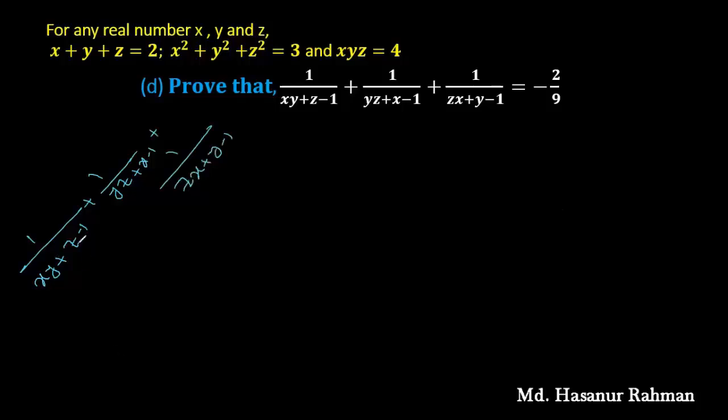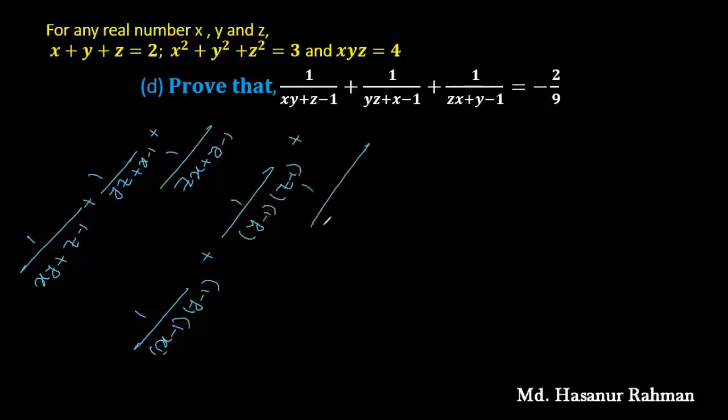So we can replace these denominators. Instead of xy plus z minus 1, we can write x minus 1 into y minus 1. Instead of yz plus x minus 1, we can write y minus 1 into z minus 1. And instead of zx plus y minus 1, we can write z minus 1 into x minus 1. Very simple. Now, if I take the LCM of these three denominators, then what will you get? We'll get x minus 1 into y minus 1 into z minus 1.